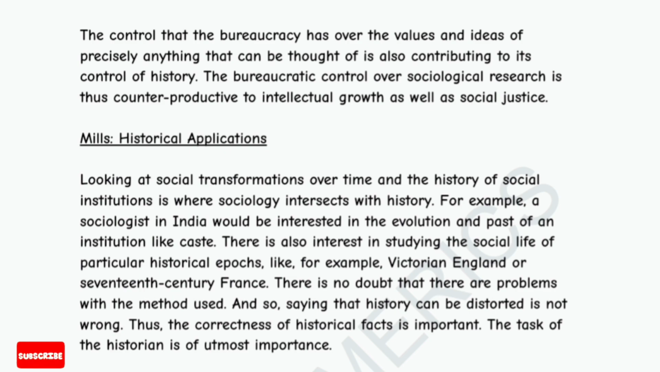Mills, historical applications. Looking at social transformations over time and the history of social institutions is where sociology intersects with history. For example, a sociologist in India would be interested in the evolution and past of an institution like caste. There is also interest in studying the social life of particular historical epochs, like, for example, Victorian England or 17th century France. There is no doubt that there are problems with the method used.